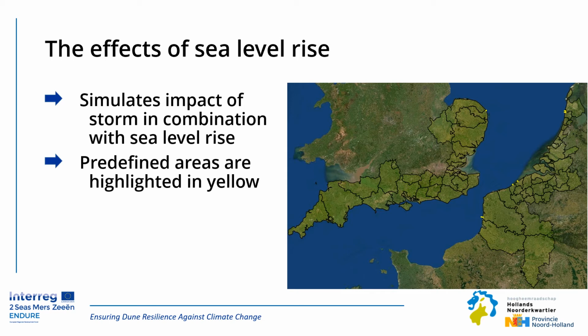The predefined areas are highlighted by the yellow dots, displayed in the map below. You can see that in each country of the Two Seas area, one or two locations have been selected.